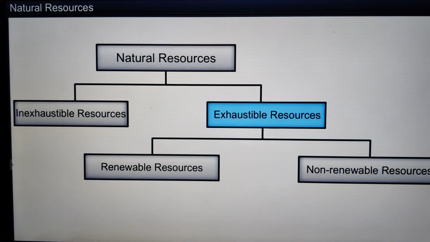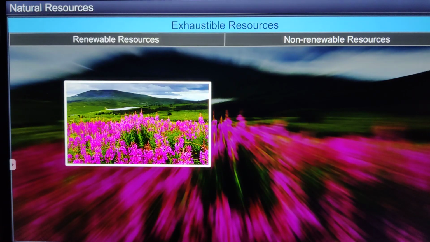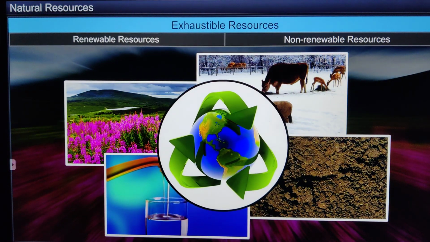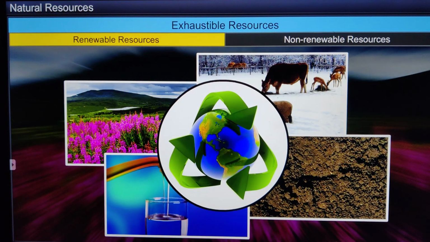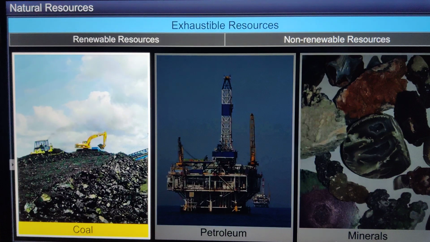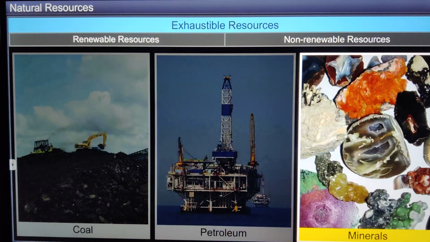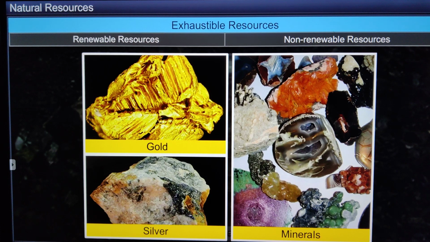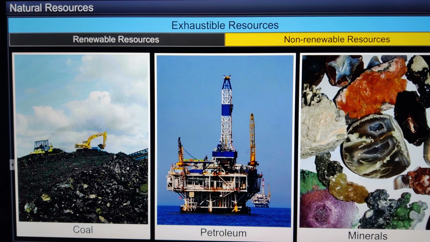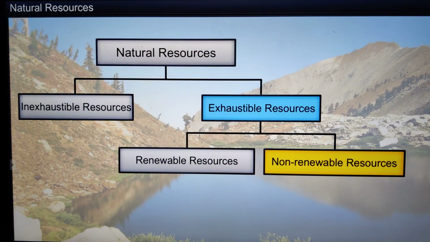Exhaustible resources can be further classified into renewable resources and non-renewable resources. Natural resources like plants, animals, soil and water that can recycle and replace themselves are called renewable resources. While resources like coal, petroleum and minerals such as gold and silver that lack the ability of recycling and replacement are called non-renewable resources. Both renewable and non-renewable resources are further classified into different categories.